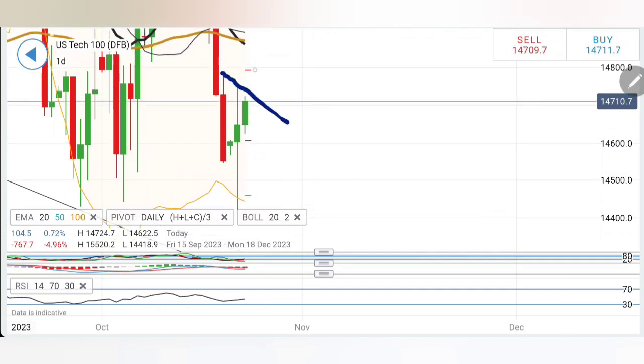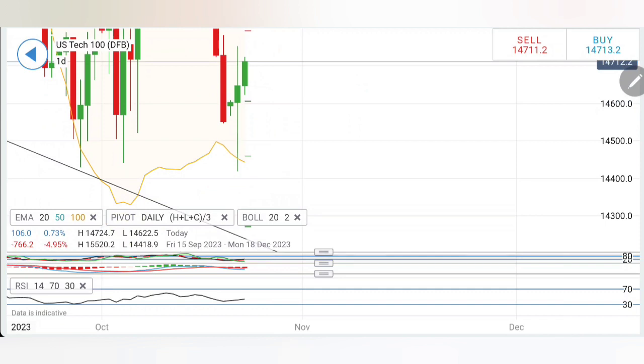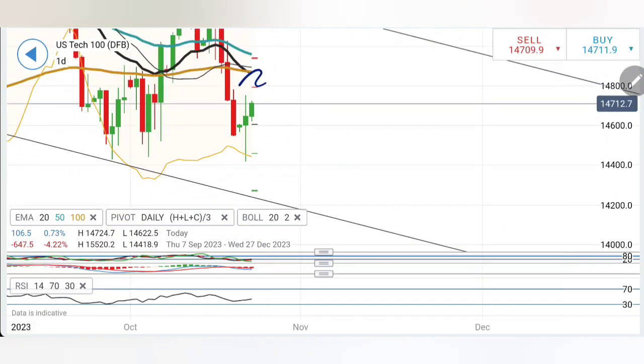Thus, we have to wait for it to break past 14,800 levels in order to confirm a reversal. Else, what is happening here is this is still a retracement. It can still show you swings here, lower highs, lower lows. After the drop, it can trade in this bearish channel. Thus, we have to be watchful.